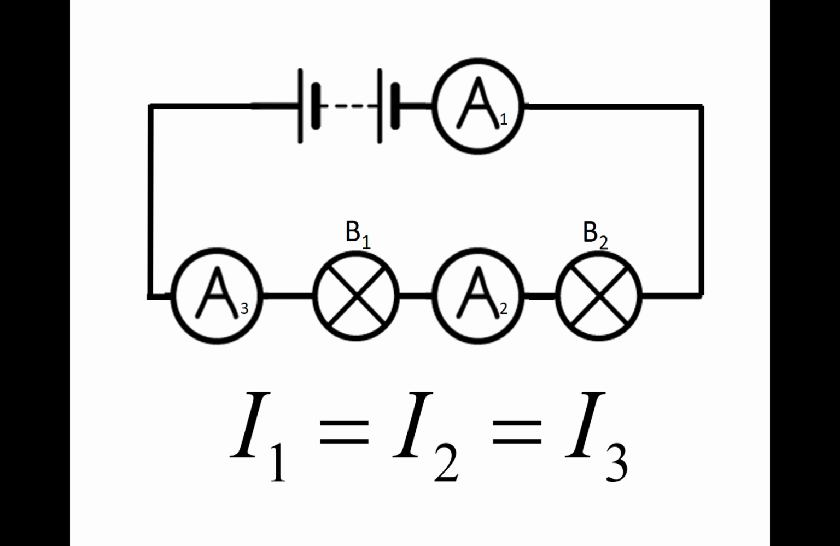We represent current with the letter I. I means intensité de courant, coming from the French. So I represents current. We see that I1, the current through the first ammeter, is equal to I2, the current through the second ammeter, which is also equal to I3, the current through the third ammeter.